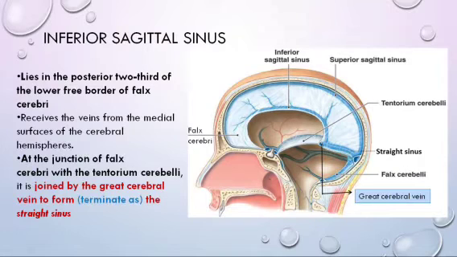So this receives mainly the tributaries from the medial surface of the cerebral hemisphere. At the junction of the falx and tentorium cerebelli, this inferior sagittal sinus is joined by the great cerebral vein of Galen. So both the inferior sagittal sinus and the great cerebral vein of Galen join to form the straight sinus. So, are you clear now? Shall I continue?